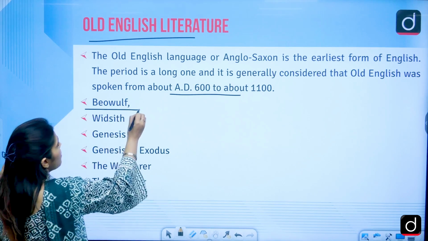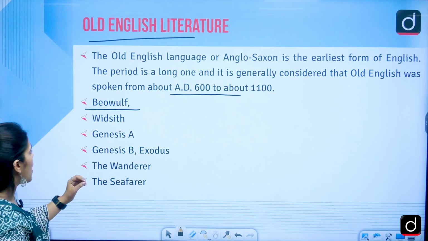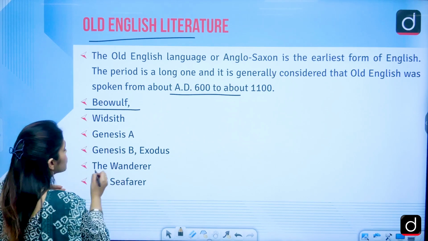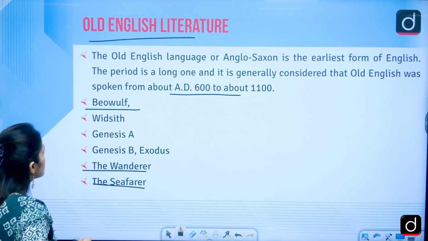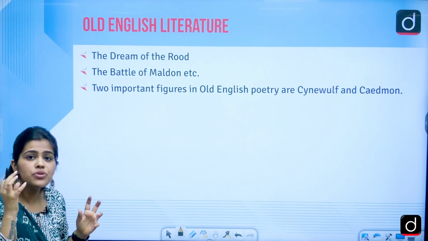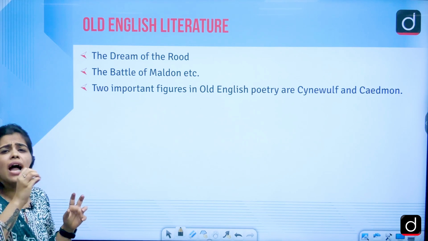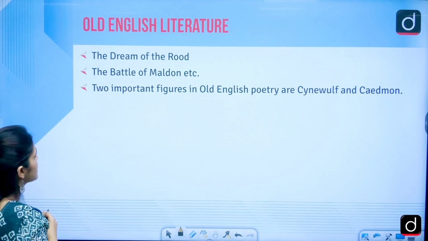We'll be studying Beowulf, Genesis, the Wanderer, and the Seafarer. These are the important texts, and you need to know the stories and the overview related to all of these texts.